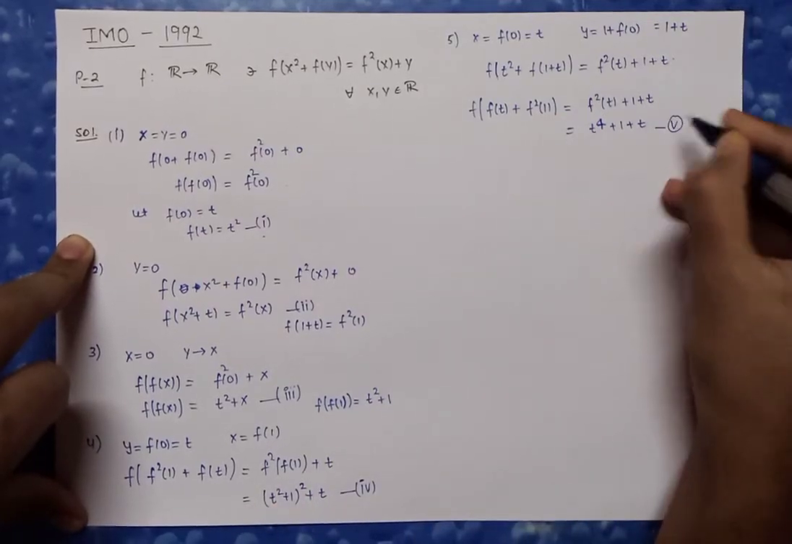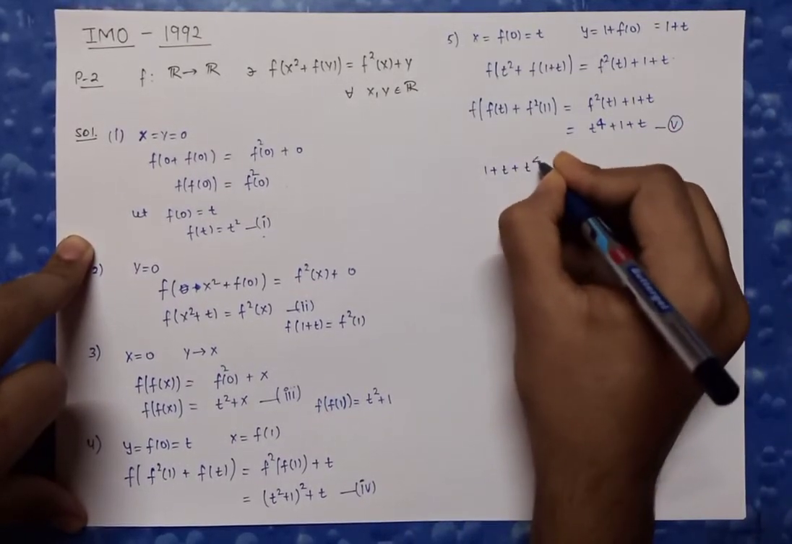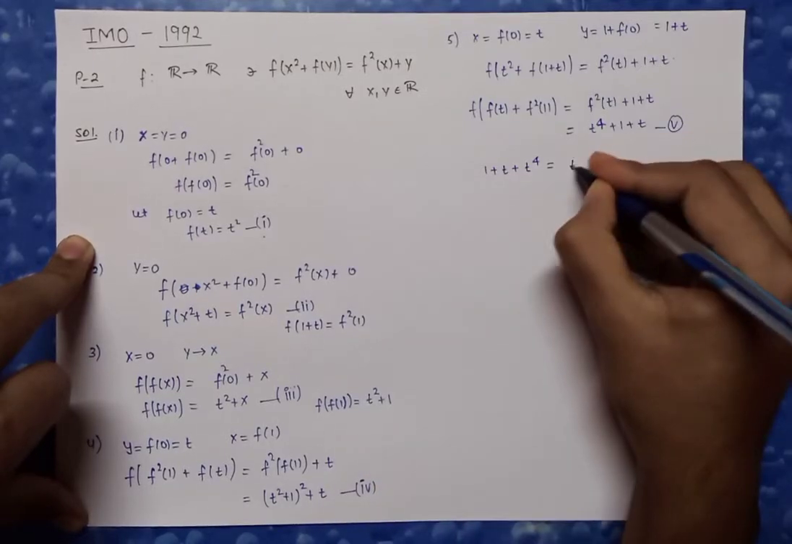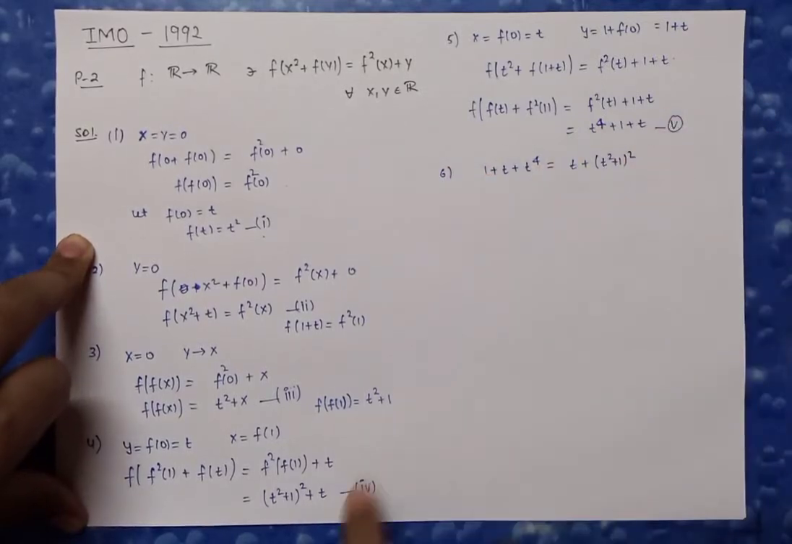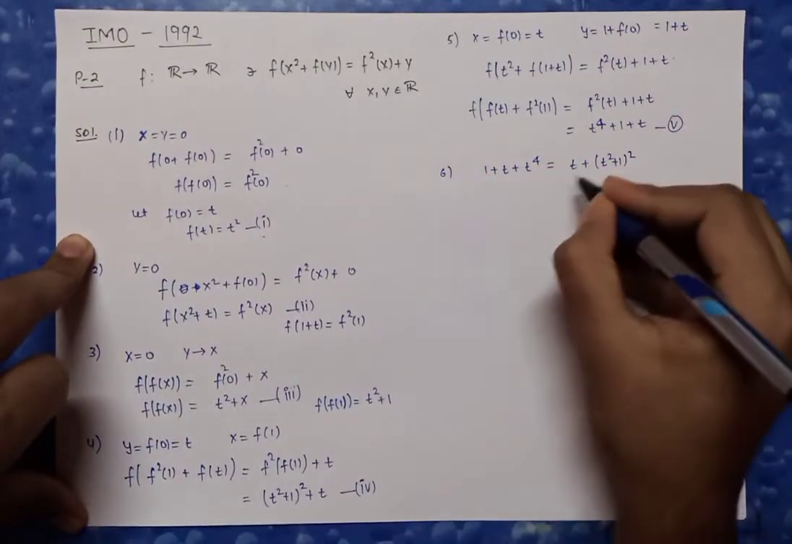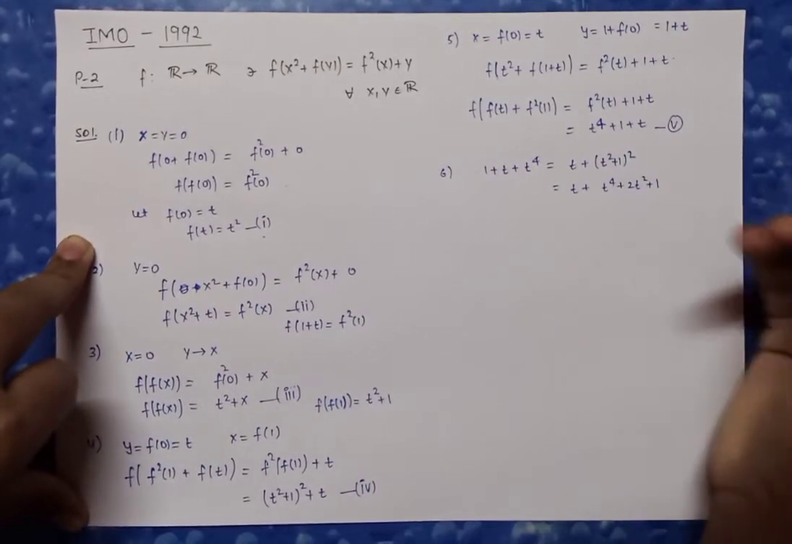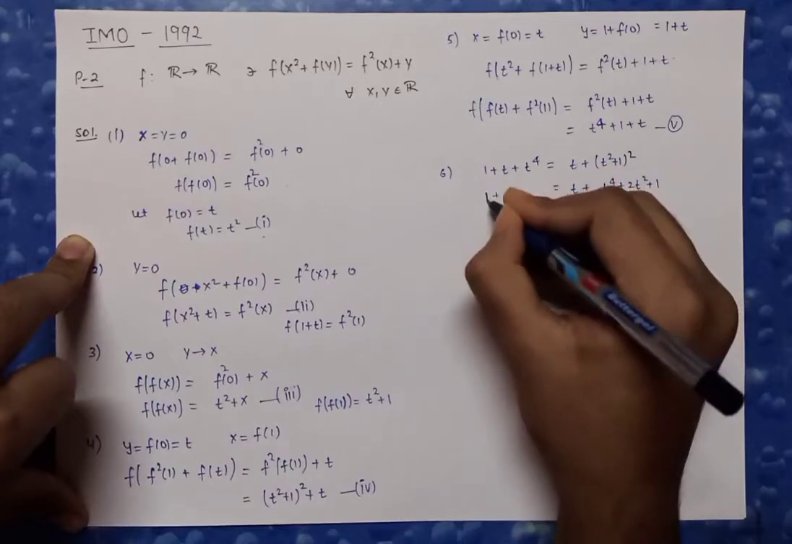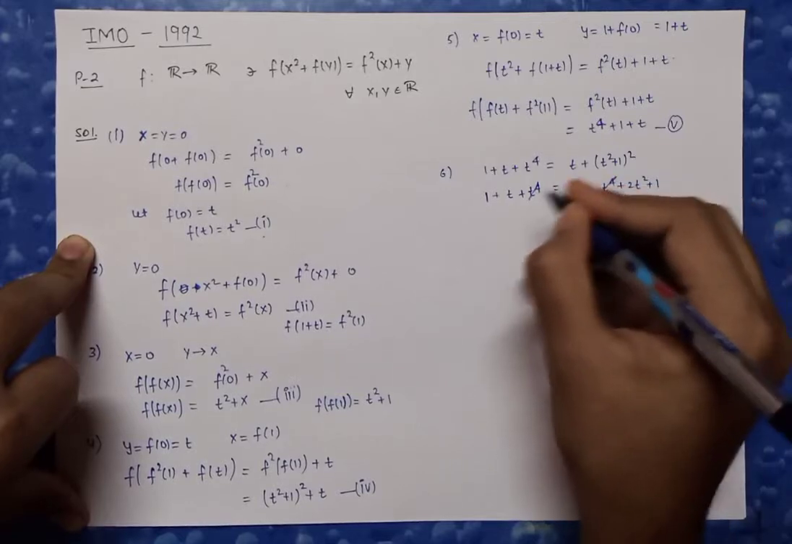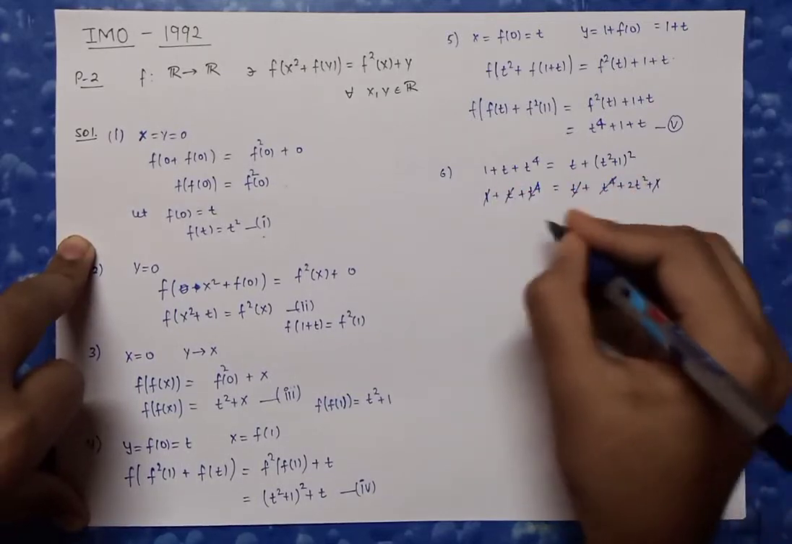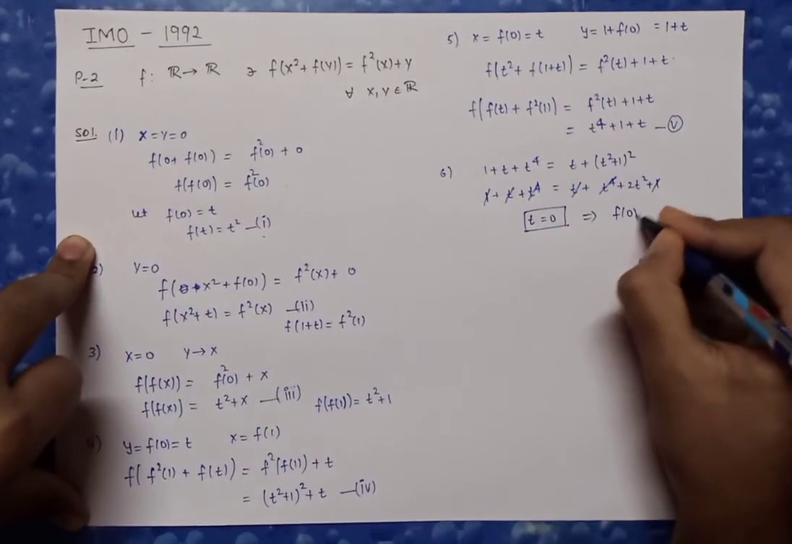If we call this equation number 5, then from equation number 4 and equation number 5 we get 1 plus t to the power 4 equals t plus (t square plus 1) whole square. This is our step number 5, equating 4 and 5. If I open the bracket, then what I will get is t to the power 4 plus 2t square plus 1 on one side, and 1 plus t to the power 4 on the other. If I cancel these terms, what I will be left with is t equals to 0. Thus we can conclude that f of 0 equals 0.